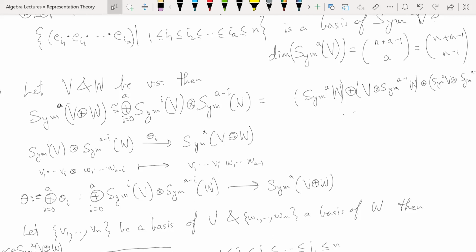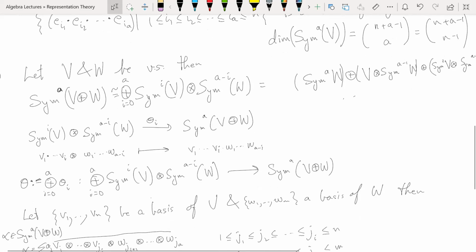Okay. So I'll explain how you get this, at least I'll give some idea. First of all, there is a linear map. Maybe you take one particular factor, Sym^i V tensor Sym^(a-i) W. Then you have a k-linear map from this, so this is an isomorphism of vector spaces. And it's a natural map.